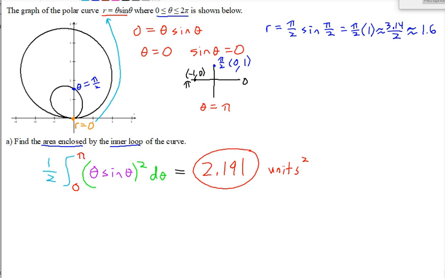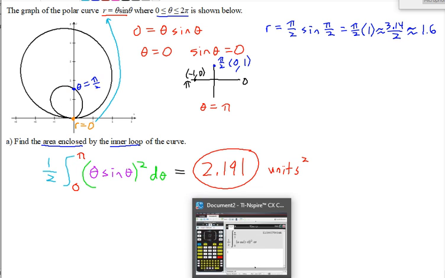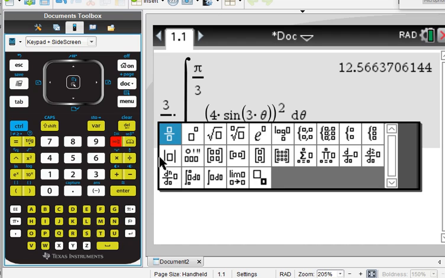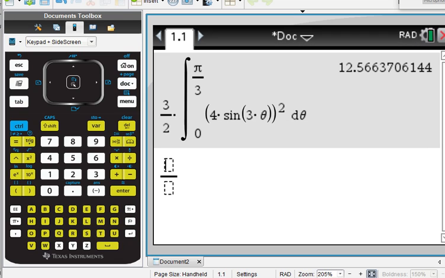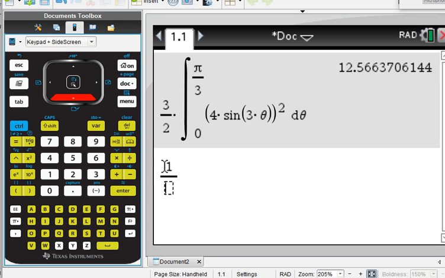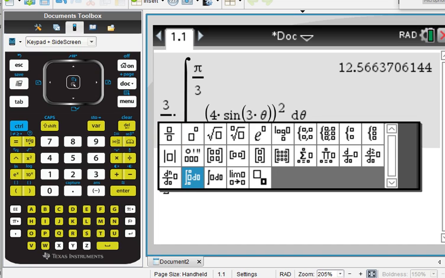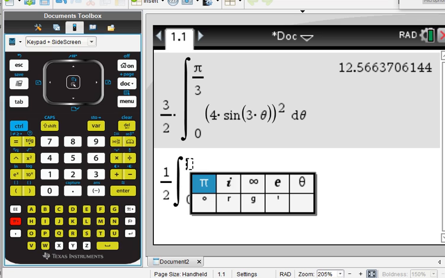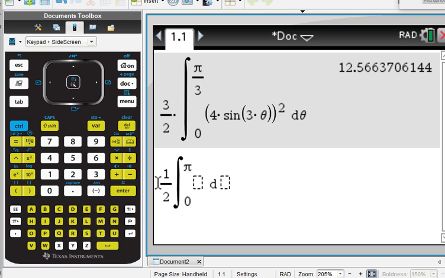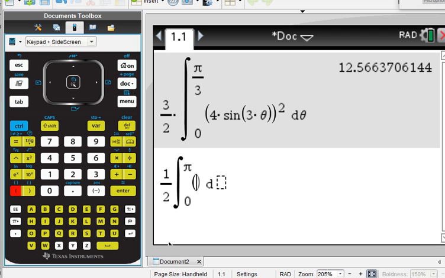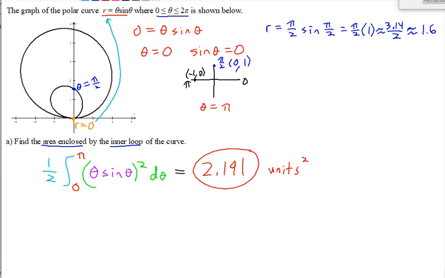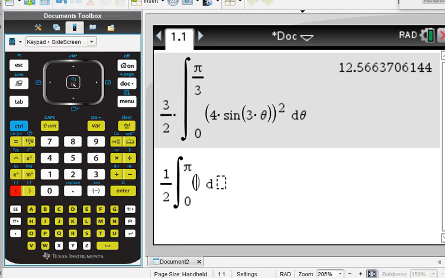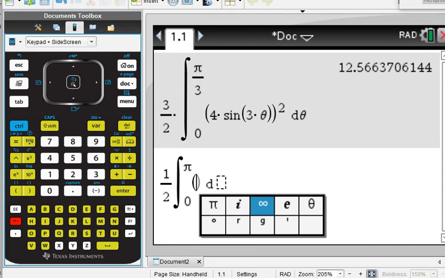And again, on the Inspire, you just enter in 1/2 or 0.5 either way. The integral from 0 to pi, and then open parentheses so we can square the whole thing. And remember, our radius was theta times sine theta. So you can get theta right here on the pi button.